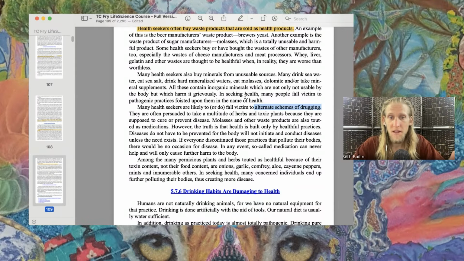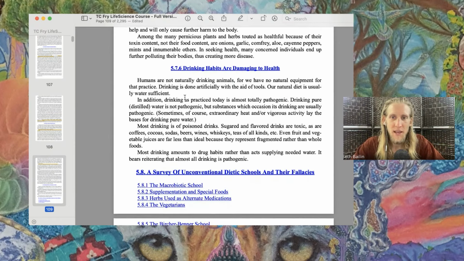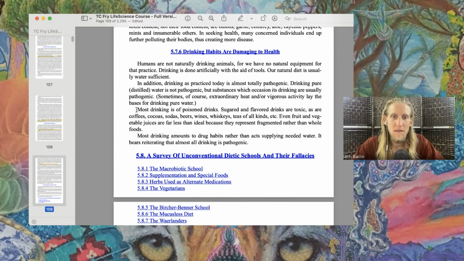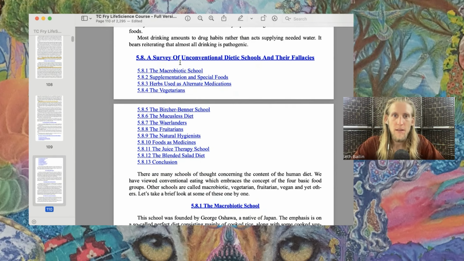They love herbs and toxic plants and things that are going to make your gut wrench in the name of healing, of course. Pernicious herbs, onions, and garlic. Drinking habits. So obviously, drinking of poison drinks is a no-no, but even drinking water can undermine your health if it's too hard, if it has too many hard solids in it. And also, if you drink water while you're eating, you may dilute and prevent some of the digestion in your gut.